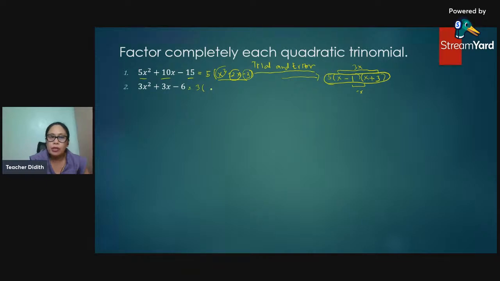So we get x squared. As we divide 3x by 3, we get x. And then negative 6 by 3, we get negative 2. So this is a quadratic trinomial, and we have to factor this out. So we have to consider 3 as one of the factors already.